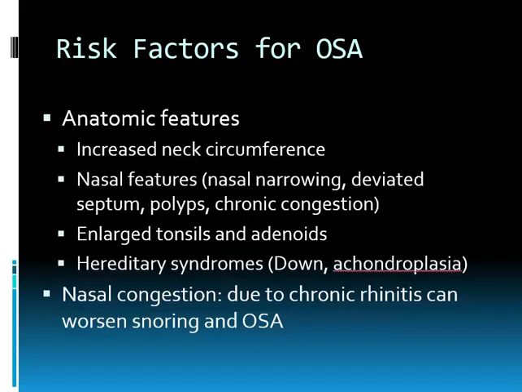Is the patient chronically congested? So, allergies, asthma, things like that, where they have that always kind of working against them, clogging up their airways. Do they have enlarged tonsils, adenoids? Do they have certain hereditary syndromes? So patients with Down syndrome or achondroplasia, that's dwarfism, tend to be more at risk for OSA, just because of the typical physical anomalies that happen with those disorders.